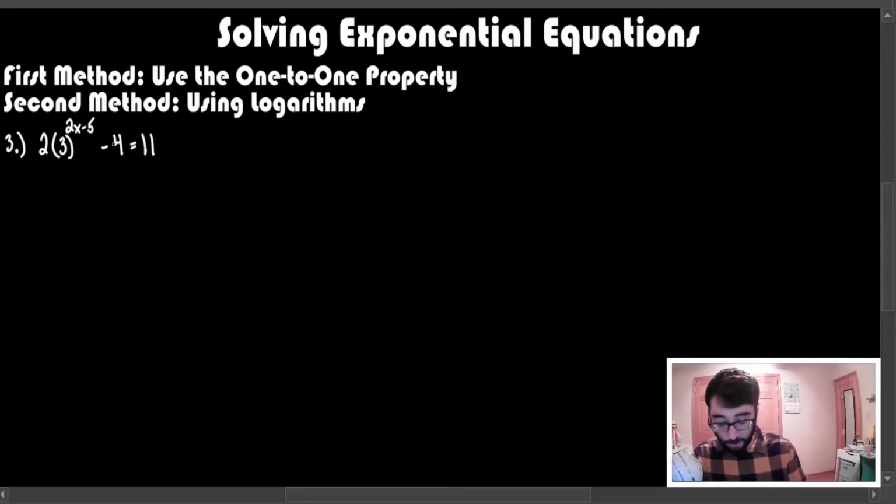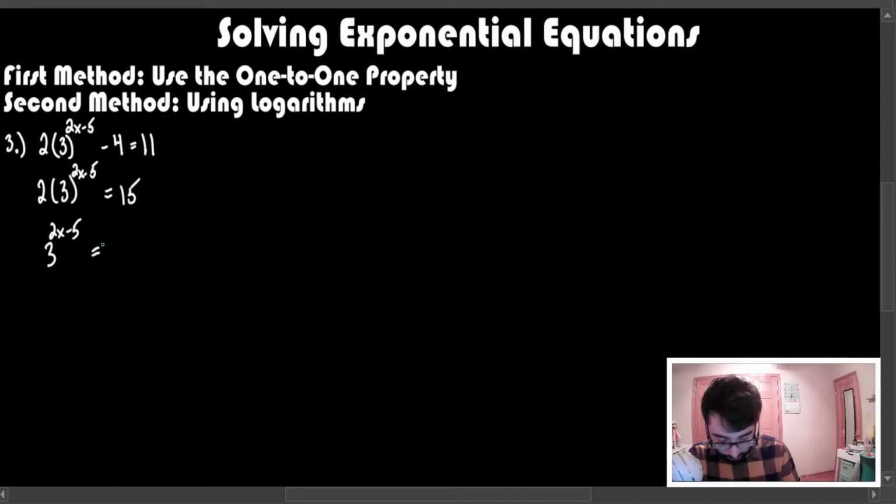So the first thing that we should do is add 4 to each side. So I'm going to have 2 times 3 to the 2x minus 5 power is equal to 15. There we go. Now, it's still not isolated. 2 is multiplying our exponential expression, so I need to divide each side by 2. So I'm going to have 3 to the 2x minus 5 power is equal to 15 halves.